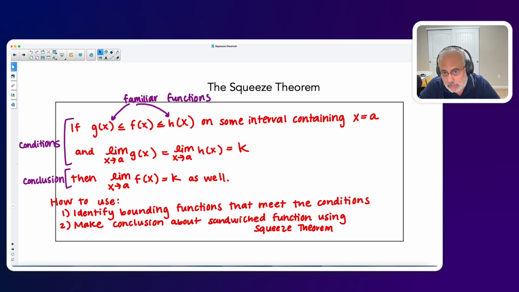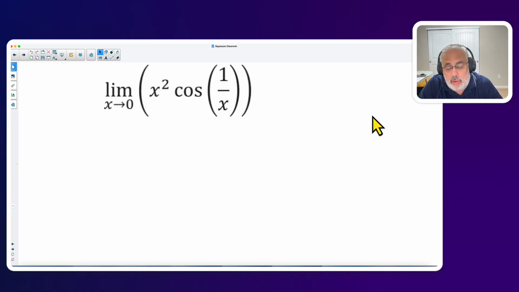Let's do one question. This theorem is usually very effective when we work with trigonometric functions. We have this limit right here, the limit of the function x squared cosine of 1 over x. The argument is 1 over x. We have to find the limit when x approaches 0. In situations like this, in which we are going to have some kind of indeterminacy when we apply direct substitution, is when we're going to start thinking about the squeeze theorem.